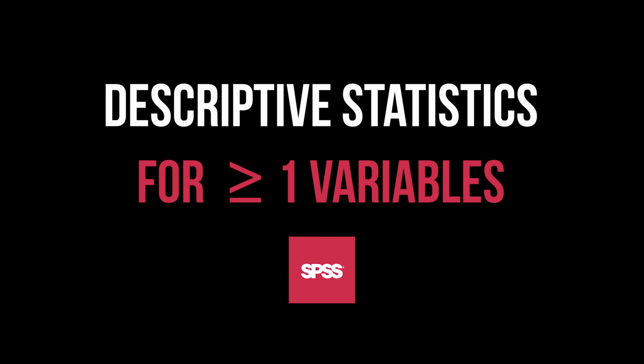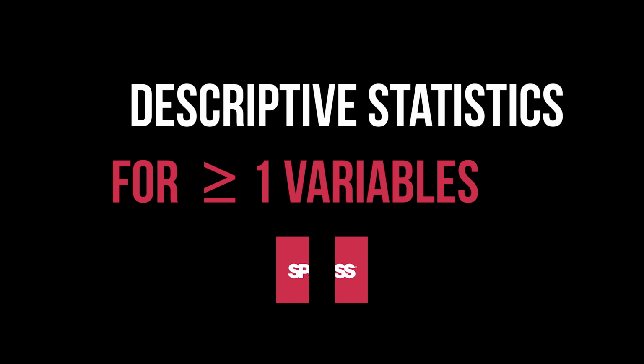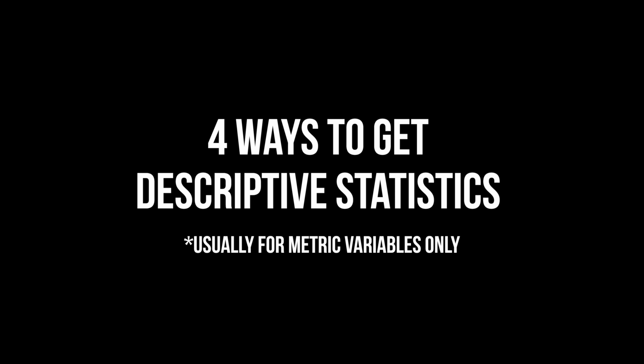This tutorial shows you how to request descriptive statistics for one or multiple variables in SPSS. Depending on the parameters you need, you have different options to get descriptive statistics specifically for metric or ordinal variables. For categorical variables, most of the following parameters are not suitable, hence you will use frequency tables.